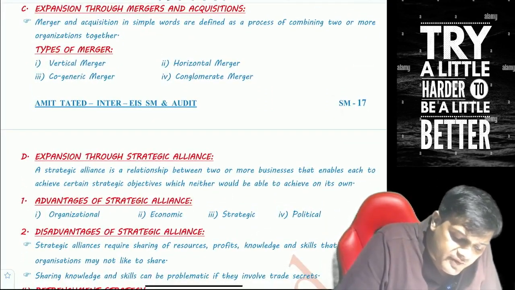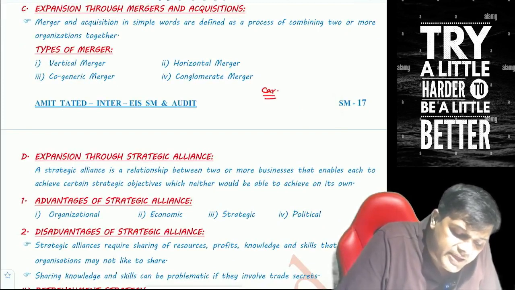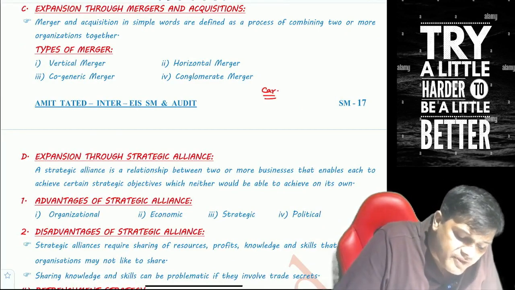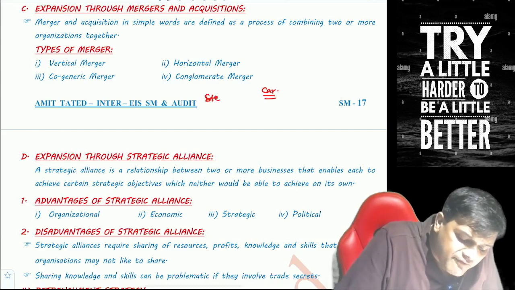Now, to be very precise, let's understand: I am a car manufacturing company. As a car manufacturing company, I buy steel from suppliers. I buy tyres from suppliers.